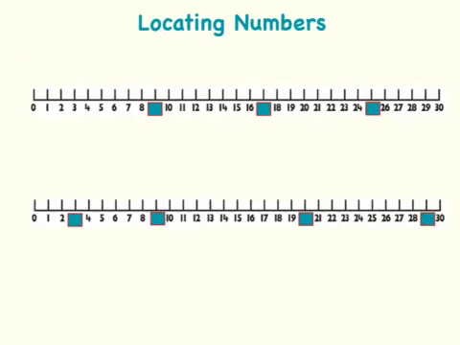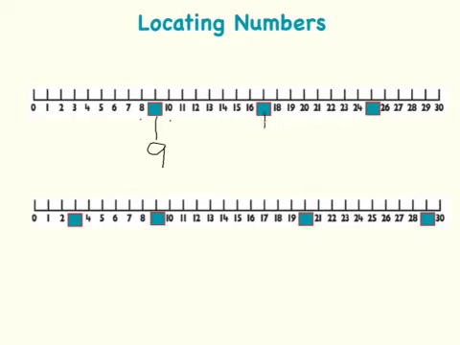We can use number lines to find numbers. We can also use number lines to find missing numbers. For example, this one, we can use the numbers around it to work out that we've got 8, a missing number, and then 10. So the number must be 9.